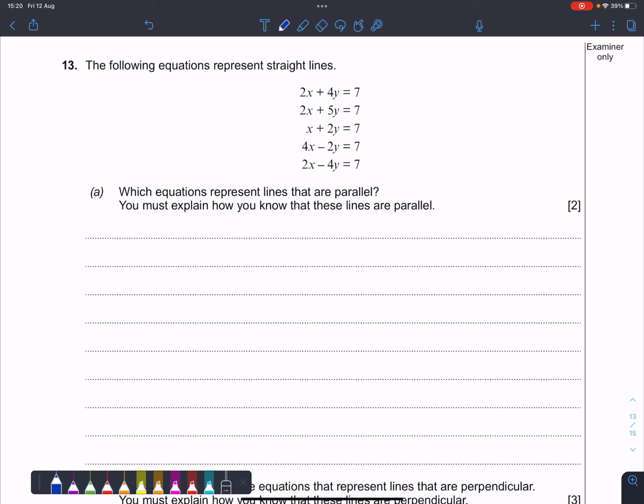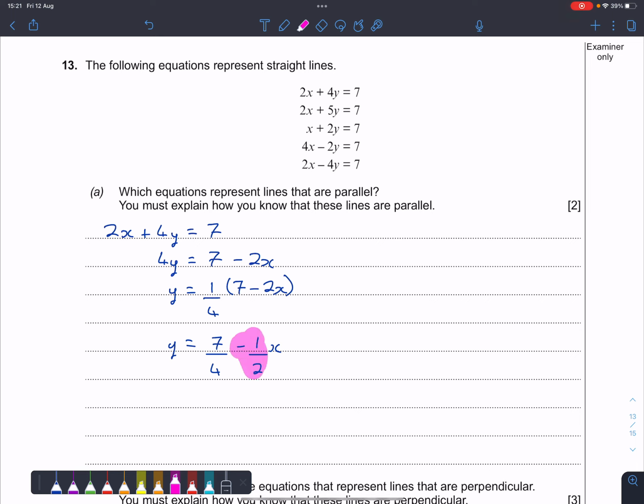So if I take the first equation, 2x plus 4y equals 7, let's make 4y the subject first, so I'm going to take off the 2x. And then I'm going to divide both sides by 4. Now, rather than writing that as a division, I'm going to write that as a quarter of 7 minus 2x. And that shows that I can multiply through by the quarter, which gives me 7 over 4. And minus, well, 2 quarters is a half, so minus a half x. So the gradient will be negative a half.